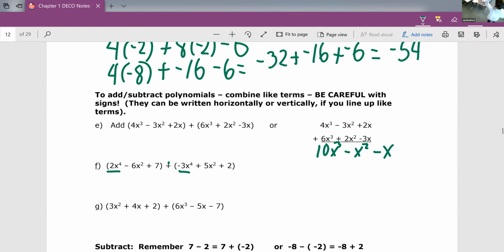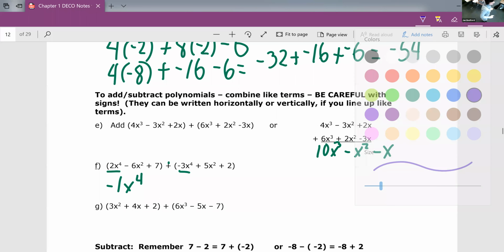What is 2x to the 4th plus a -3x to the 4th? Is it positive 1x or negative 1x? So it's a -1x to the 4th. I'm going to put the 1 in there. That's totally optional if it helps you write it down.